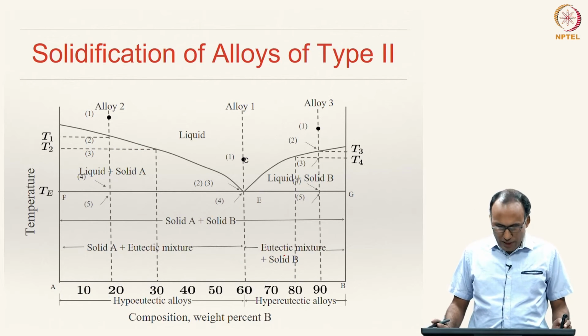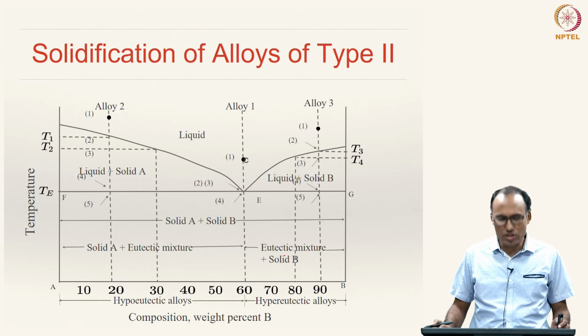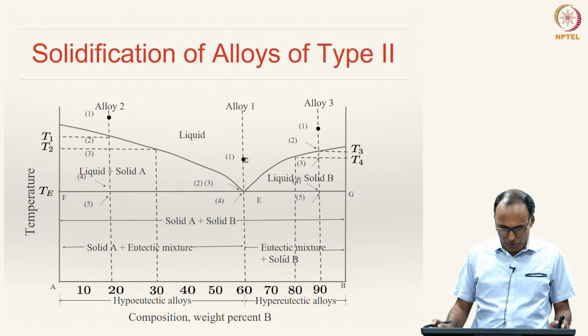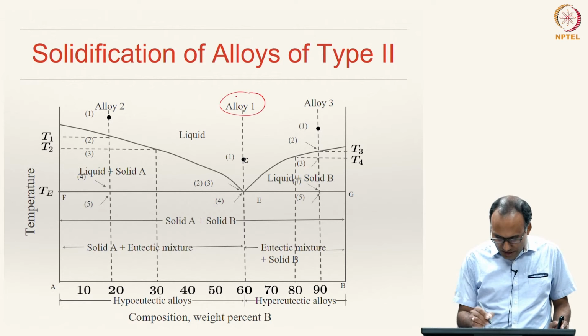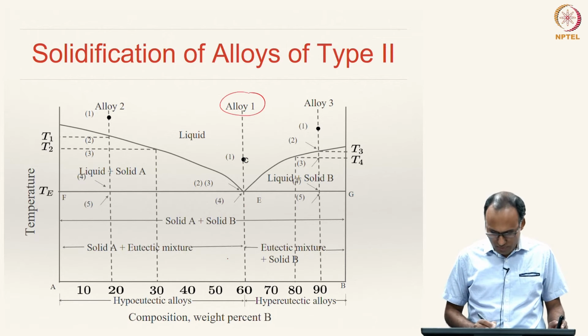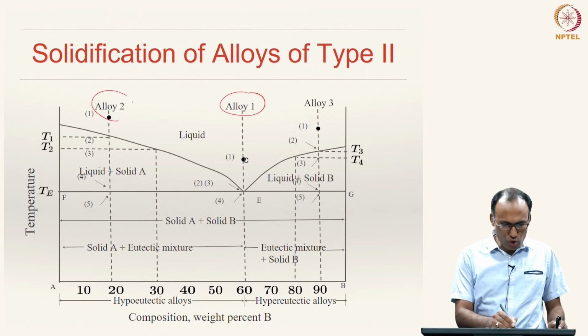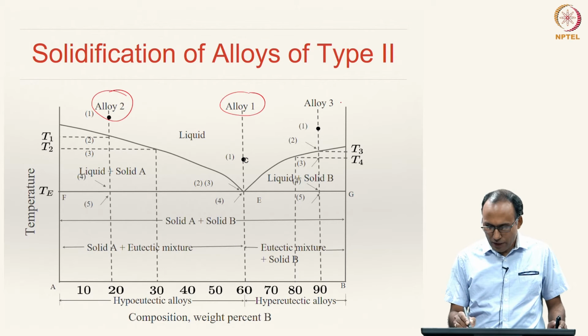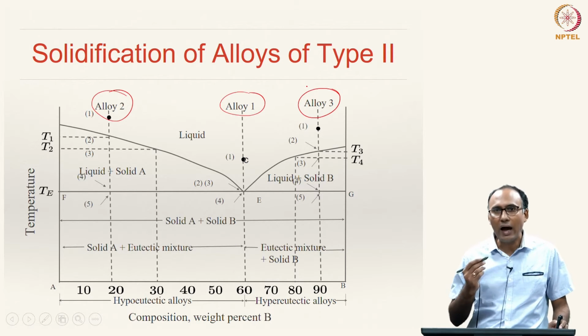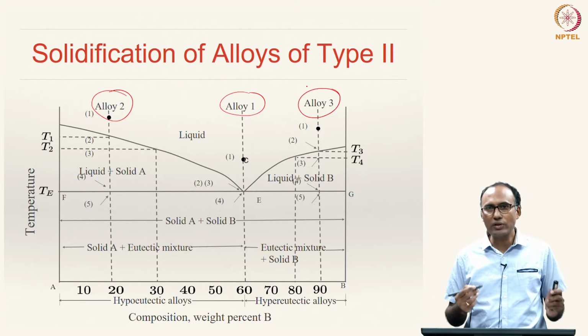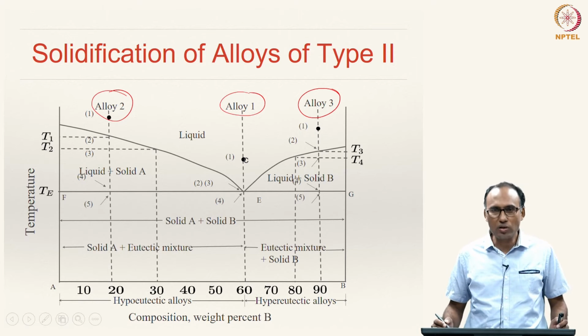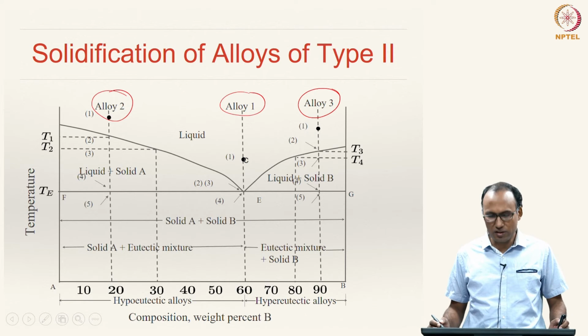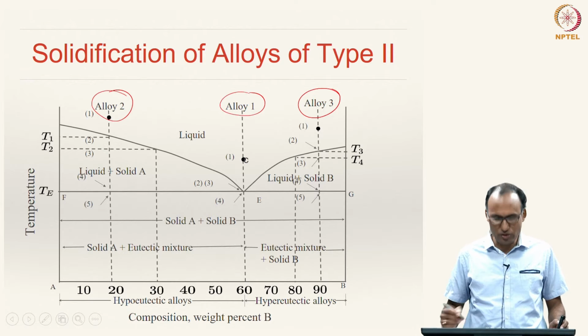So, now let us look at the microstructure evolution of 3 different alloys of type 2. Alloy 1 has exactly the eutectic composition, alloy 2 is a hypoeutectic alloy and alloy 3 is a hypereutectic alloy. Let us look at how the microstructures look for these 3 different kinds of alloys that we have discussed so far.